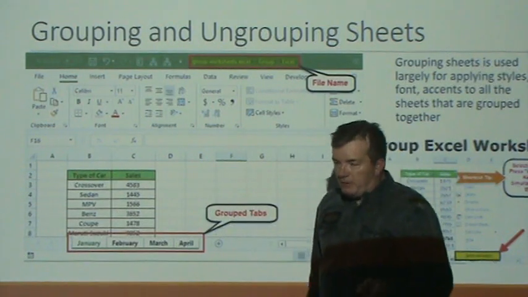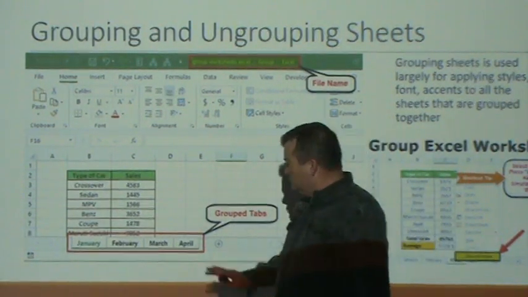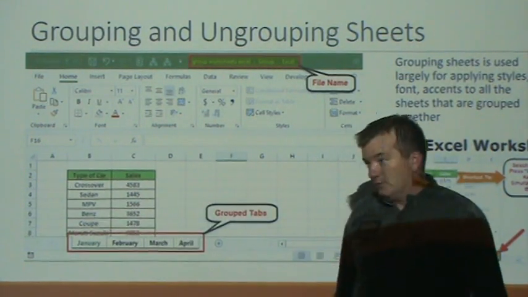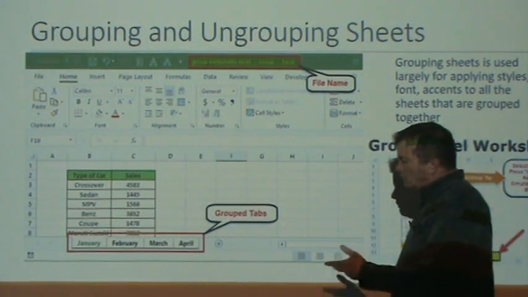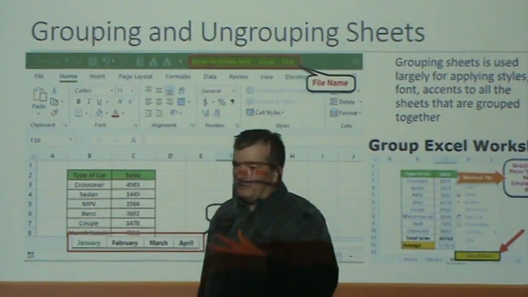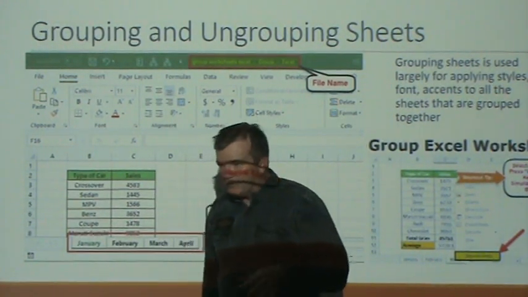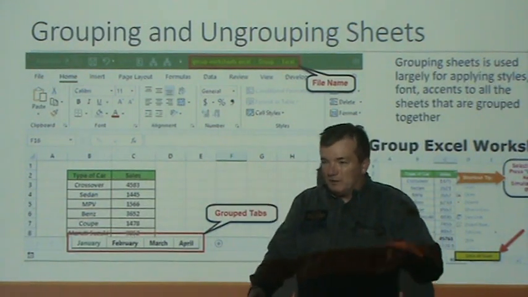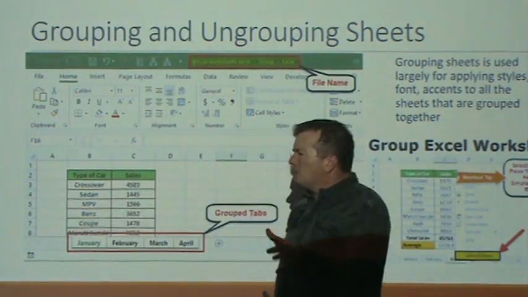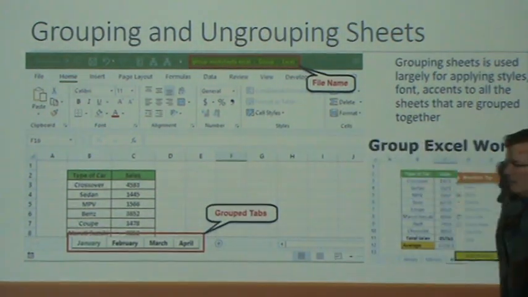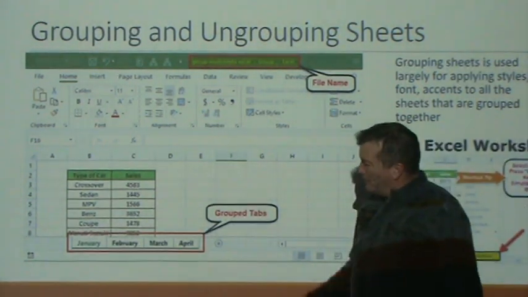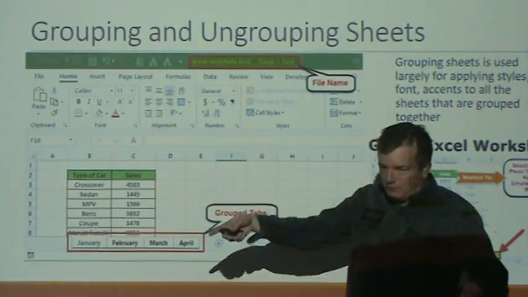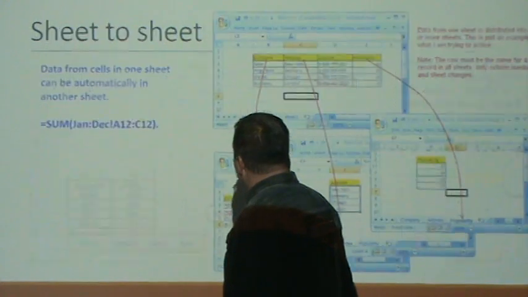Once you've applied whatever you need to do, it's usually best to just click on one of them, and that will automatically ungroup the group. The reason you want to ungroup when you're done is that if somebody comes in and types a data field in one of the sheets, it's going to show up on every sheet. But if you're going to do some work and you want it replicated on every sheet, first group the sheets together, do the work, and then ungroup them.